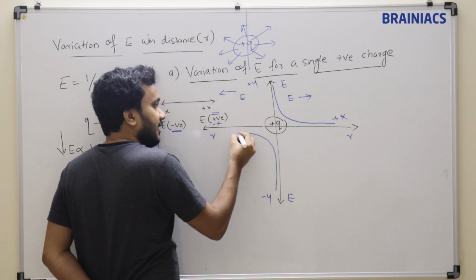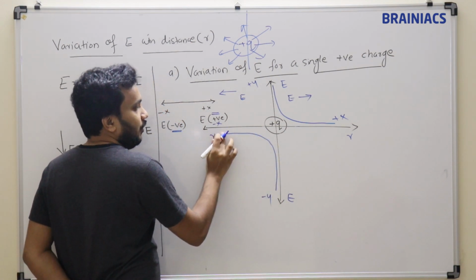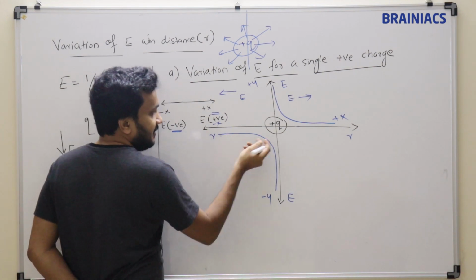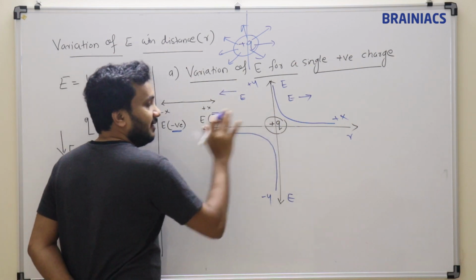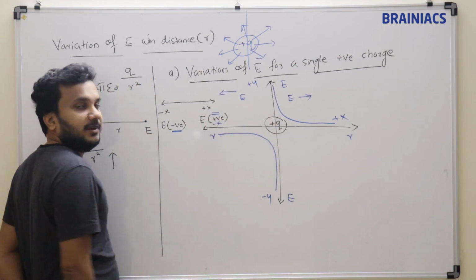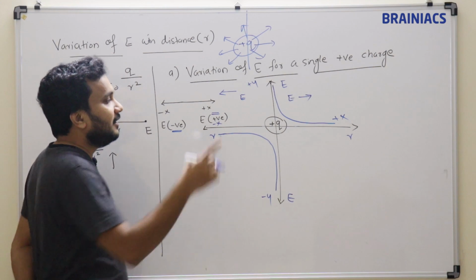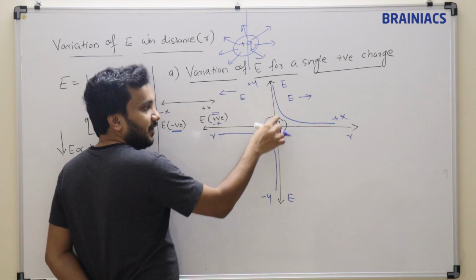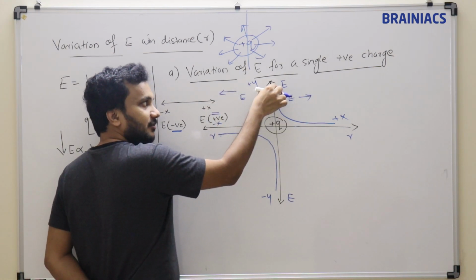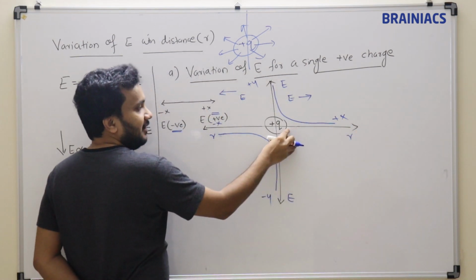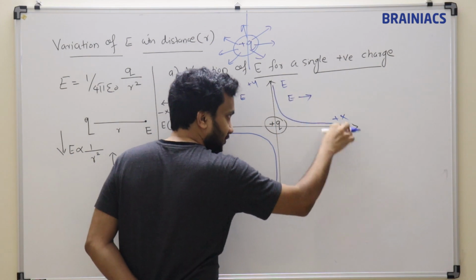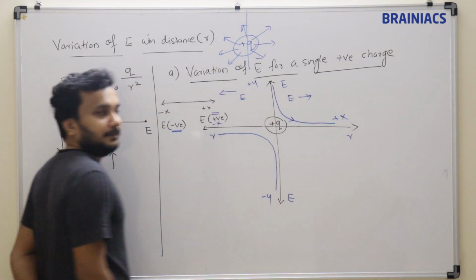If you go away from the positive charge, what will happen? The electric field will be reducing. So this is a graphical representation of the variation of the electric field for plus Q. I am repeating once again: for a positive charge, nearer to the positive charge, the electric field will be very high. If you go away from the charge, what will happen? The electric field reduces. The graph goes down like this.